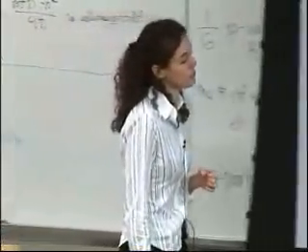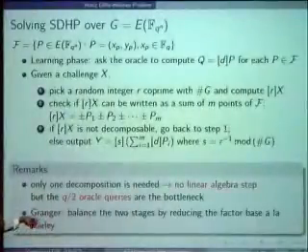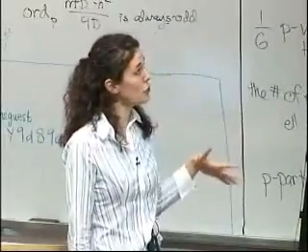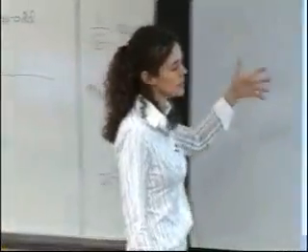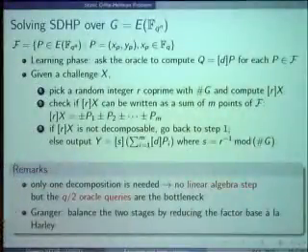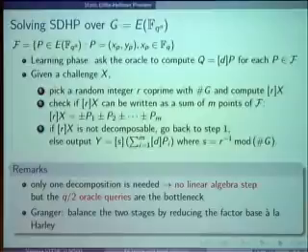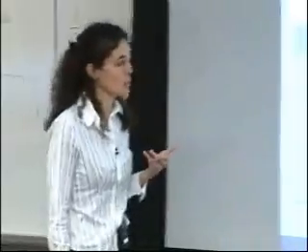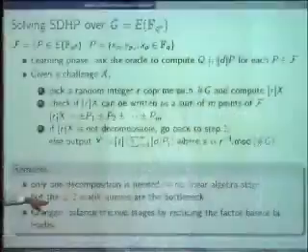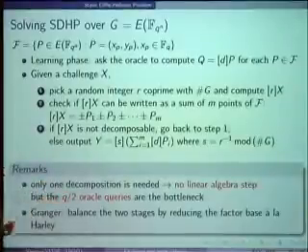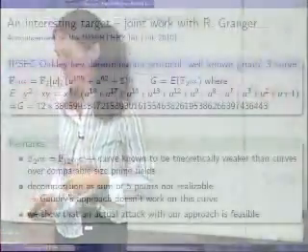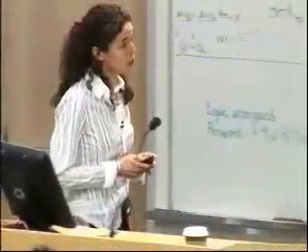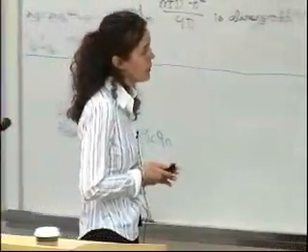And to palliate this problem, Gaudry has proposed a nice idea. What he does is a technique à la Harley to balance the two stages by reducing somehow artificially the factor base. You take only some elements of the factor base, so you decrease the probability of decomposition, but you will have fewer oracle queries to do. So this part is joint work with Robert Gaudry and was announced on the number 3 release.